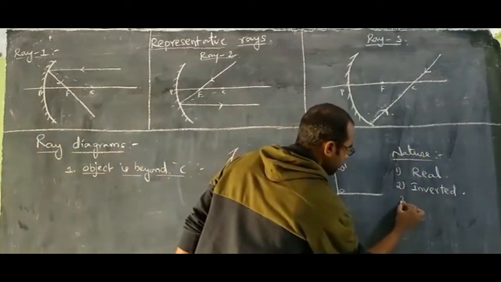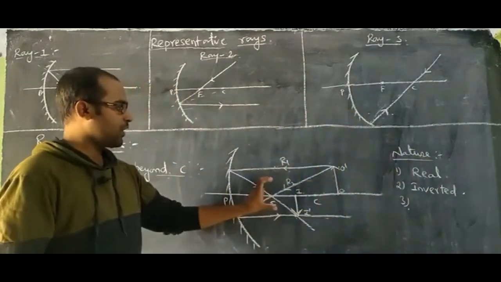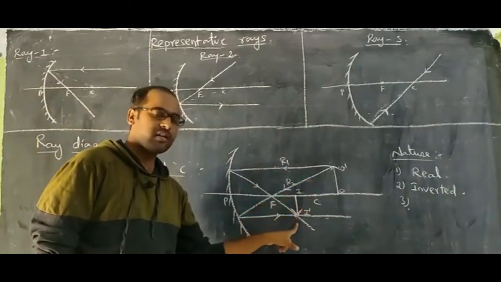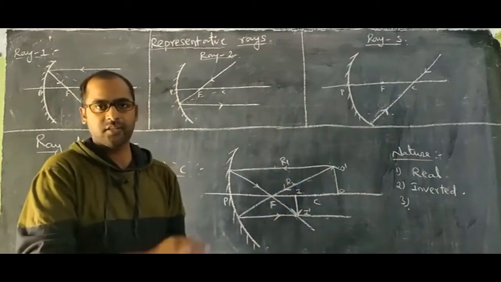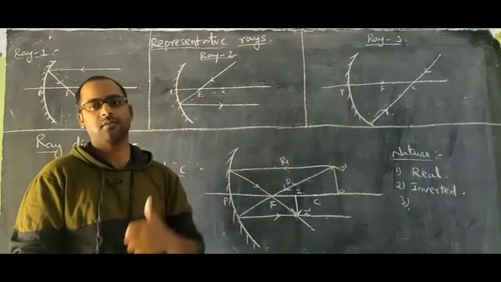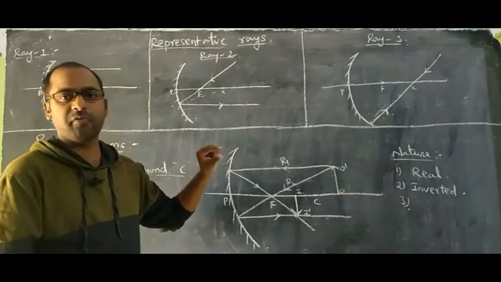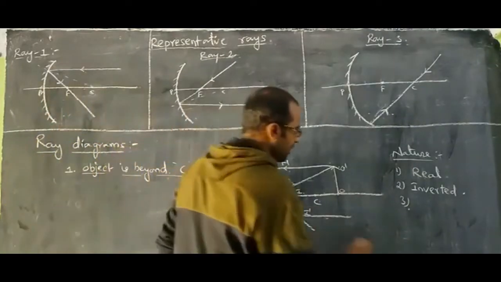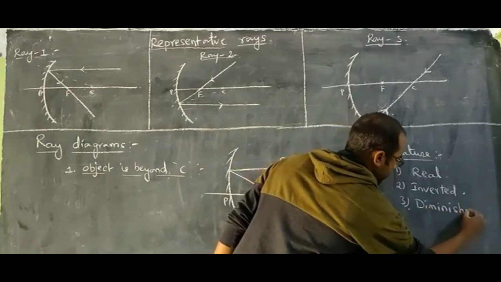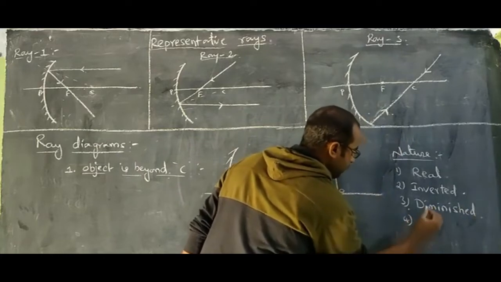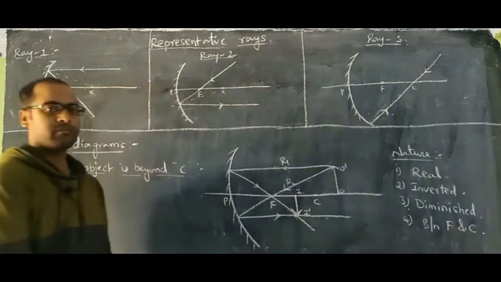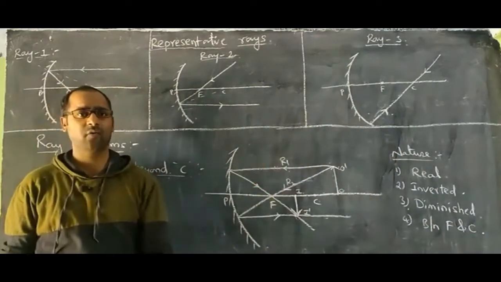Next, what about the size of the image when compared to the object? Is it smaller or larger? That we should observe. Here the size is lesser than the object, so a diminished image will be formed. That means a smaller sized image, a diminished image. And where is it formed now? Between F and C, between focus and center of curvature.